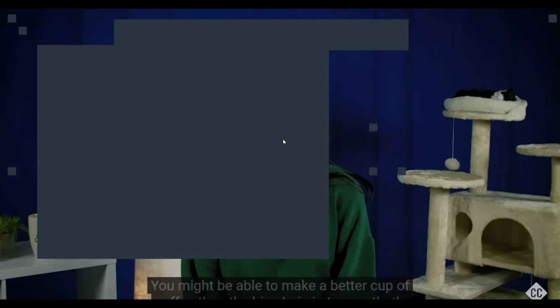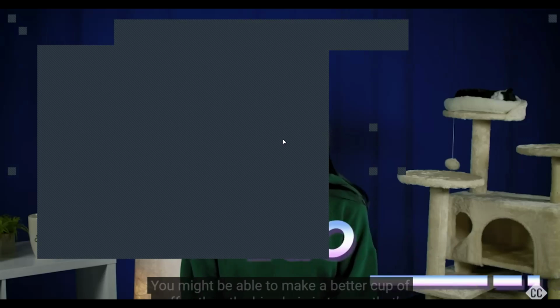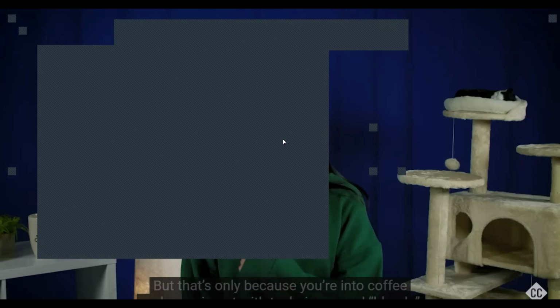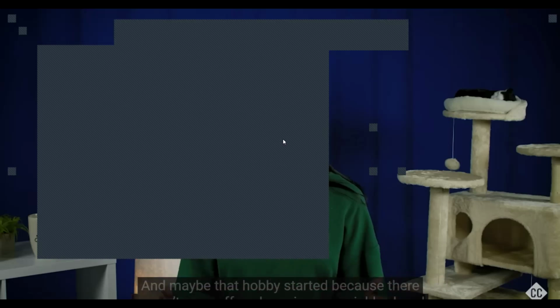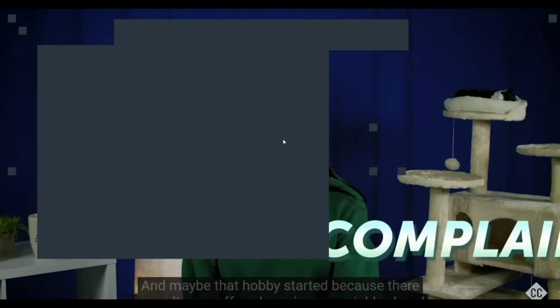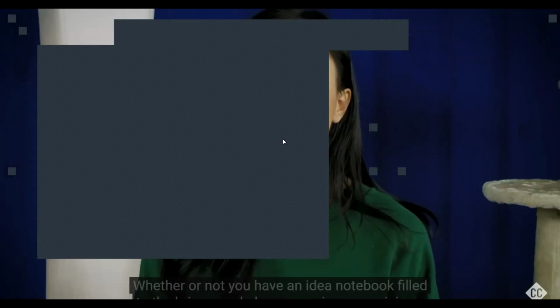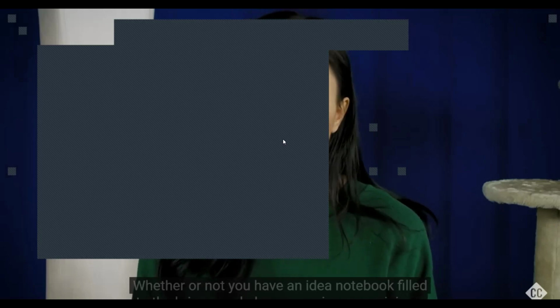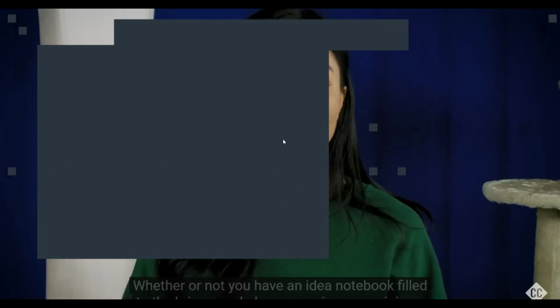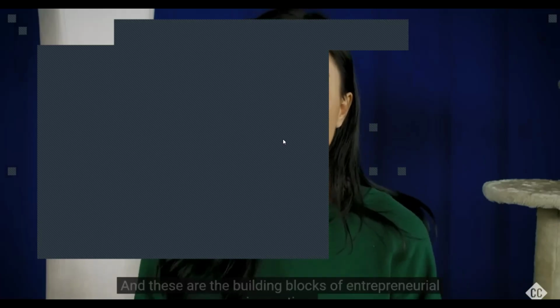Now, obviously, there can be an overlap between these three motivations. You might be able to make a better cup of coffee than the big chain in town. That's ego. But that's only because you're into coffee and experiment with techniques and blends at home. That's passion. And maybe that hobby started because there weren't any coffee shops in your neighborhood. That's a complaint. Whether or not you have an idea notebook filled to the brim, you do have experiences, opinions, and a whole complicated life.